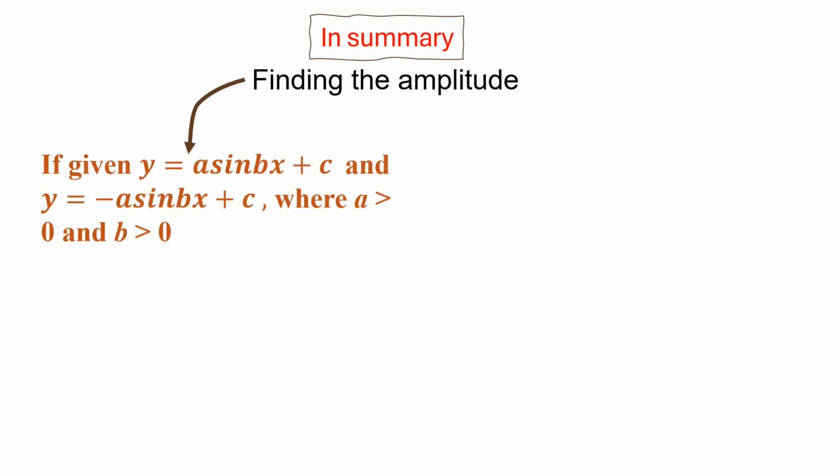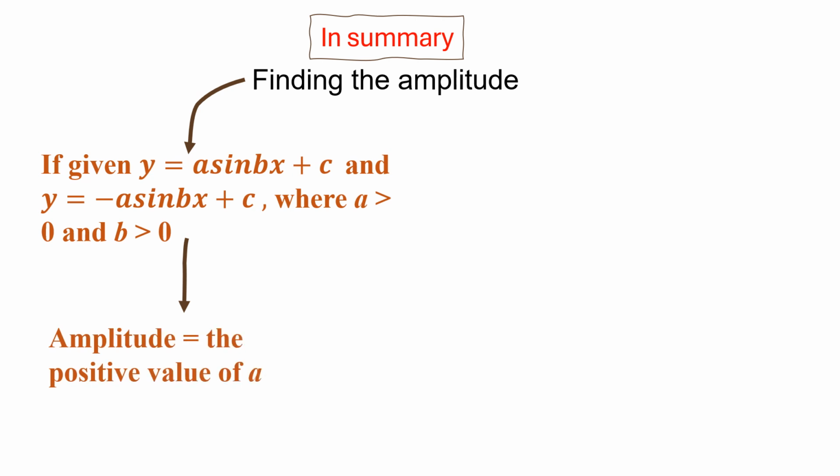Right, I'm going to provide you with a summary of how you find the amplitude of a sine function. There are two ways of finding the amplitude, and it depends on the kind of information you're given in the question. If you are given the sine function itself, like y equals 2 sine 3x plus 4, for example, or y equals negative 4 sine 6x plus 7, then the amplitude would just be the positive value of a, because amplitude refers to the height of the curve. So it has to be always the positive value of a.